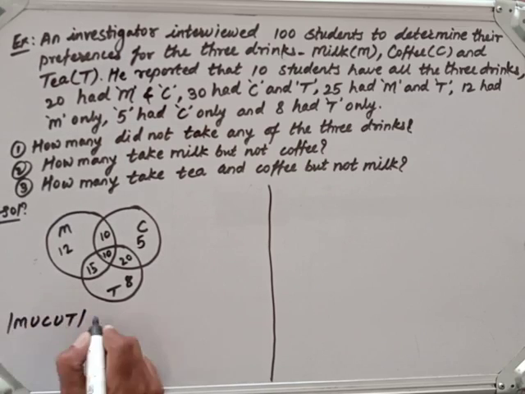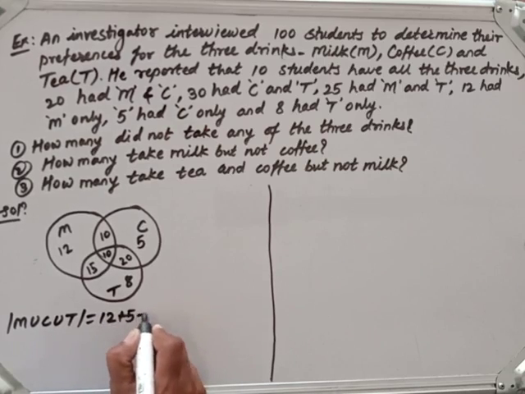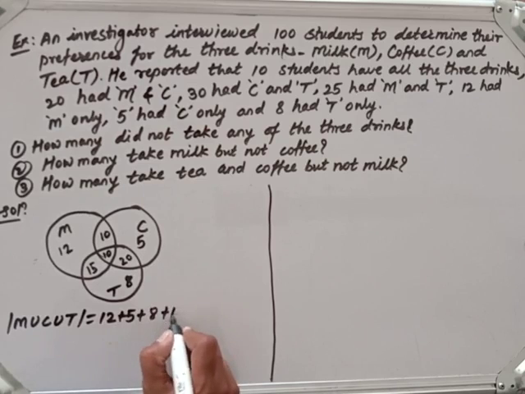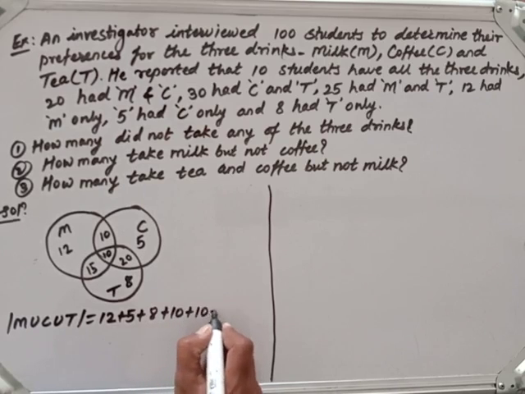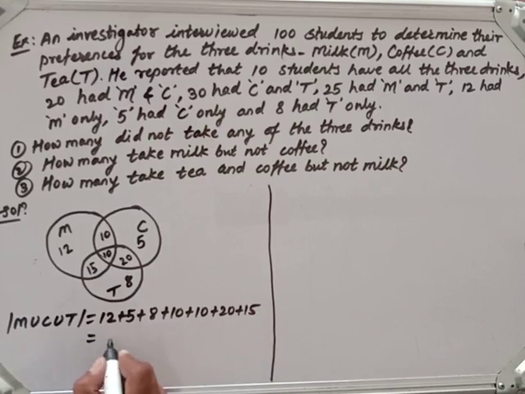First, this is nothing but the addition of all these digits here. So let me take 12 plus 5 plus 8 plus 10 plus 10 plus 20 plus 50. Okay, so that is how much? It is nothing but 80.